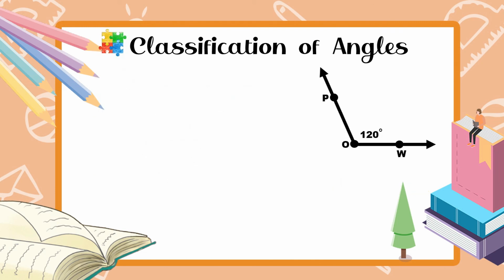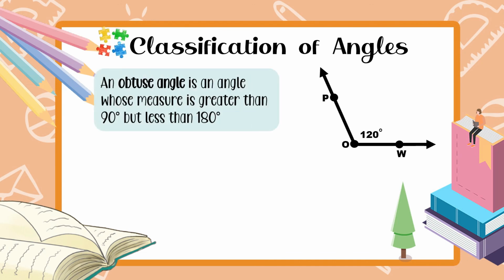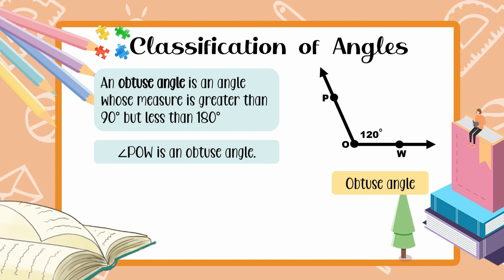Next, what is the third? Okay, the last type of angle that we have is what we call an obtuse angle. And an obtuse angle is an angle whose measure is greater than 90 degrees but less than 180 degrees. Okay? So we have here angle POW is an obtuse angle. Because angle POW is equal to 120 degrees. And 120 degrees is greater than 90 but less than 180. That is why it is an obtuse angle.